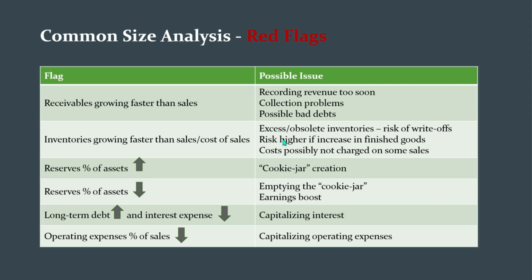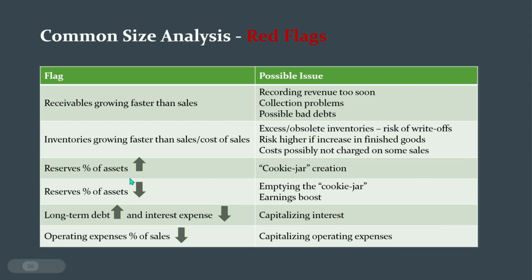Another flag is if inventories are growing faster than sales or cost of sales. This could signal excess or obsolete inventories and put the company at potential risk of writing off some of these inventories. The risk is higher if the increase is in finished goods, because finished goods probably have a limited shelf life. So the longer you hold finished goods inventory, the higher the risk of potential write-offs and obsolete inventories and so on. Costs could possibly not be charged on some sales if inventories are growing faster than sales or cost of sales.